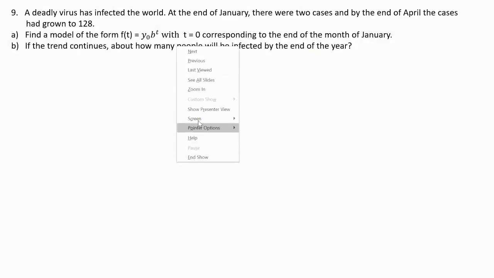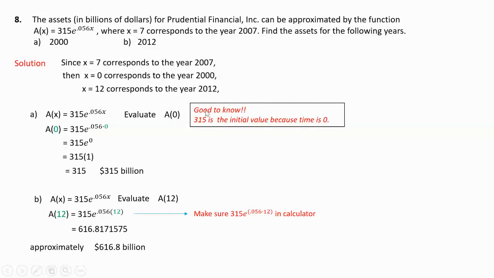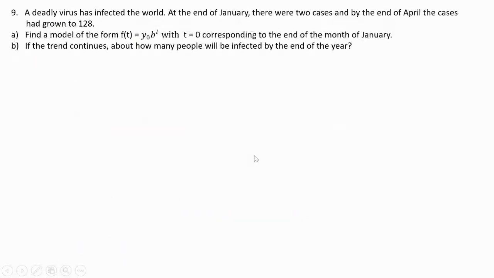Okay, now let me go back real quick. Hey guys, that's why I put here: good to know that 315 is the initial value because time is 0. We're going to apply this concept in the next problem. Hey guys, this is an actual problem that I came up with, and that was right before COVID. I believe I told my students that when the cases were increasing, we decided to come up with a formula to see how many people would be infected if there was no intervention. I like to relate mathematics to real life situations, and this was a perfect example right before we went to spring break in the year 2020.